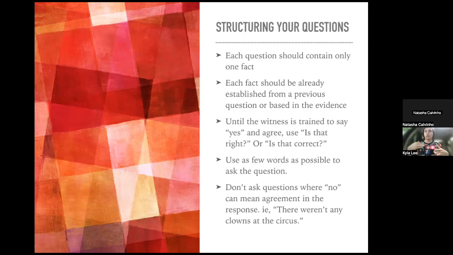I also structure my questions very specifically, very much like the McCarthy approach: each question has one fact, and each fact should already be established from a previous question or based in the evidence. So you're just building one little thing at a time with these adverse witnesses, because if you put too many things to them, you can do this with experts, you can do this with lots of police witnesses. If you have them pinned to their statement, you can put a couple things to them at once. But if you have an adverse witness that's a civilian, especially, you want to do one thing at a time, even though it's slow.